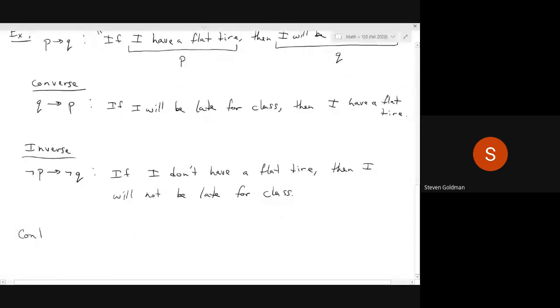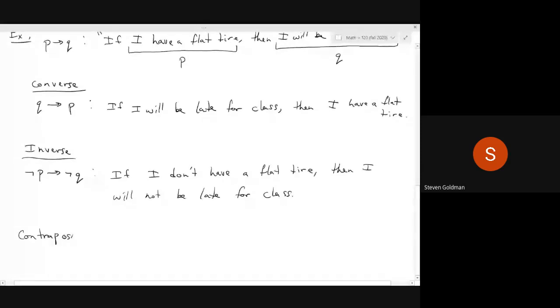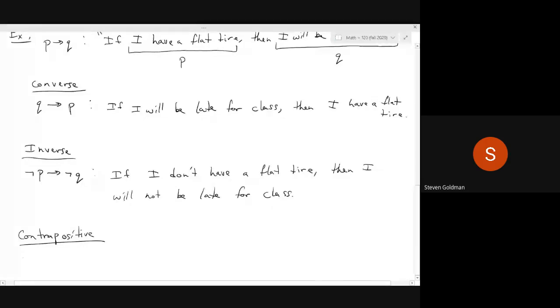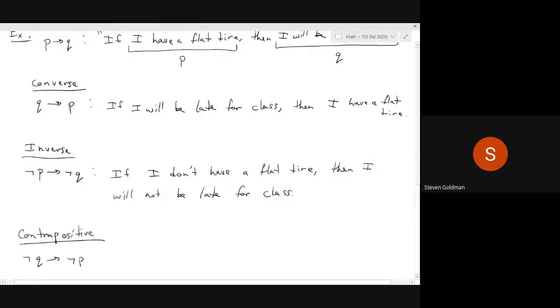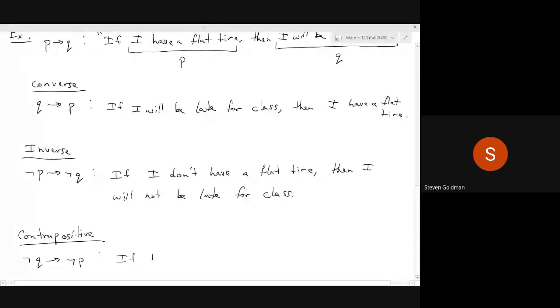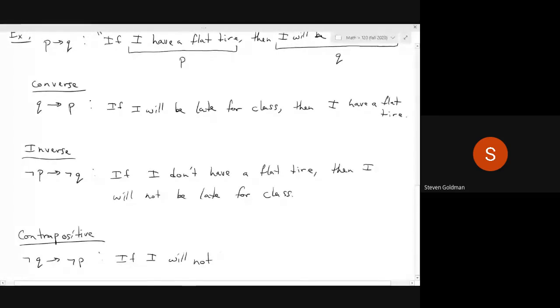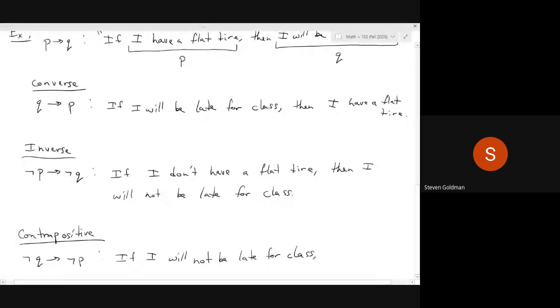And the contrapositive of this sentence is where we do both. So that's if not Q, then not P. So that would be the sentence, if I will not be late for class, or if I am not late for class, then I do not have a flat tire.